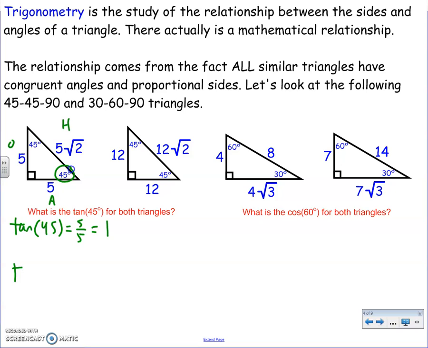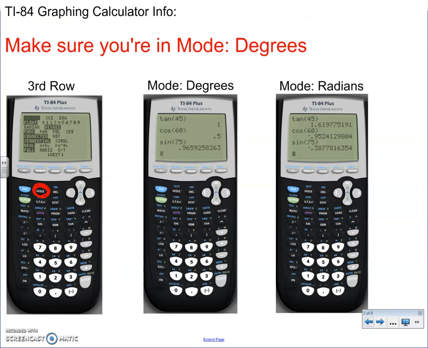If I do tangent, let's pick this angle here. This is also 45 degrees. I'll label HAO. Here's HAO. Tangent of 45 degrees for the second triangle is O over A. That's 12 over 12. That's also equal to 1. So tangent of 45 degrees is always 1. If I go back to this slide, right here, tangent of 45 degrees is supposed to be 1. So that's true.